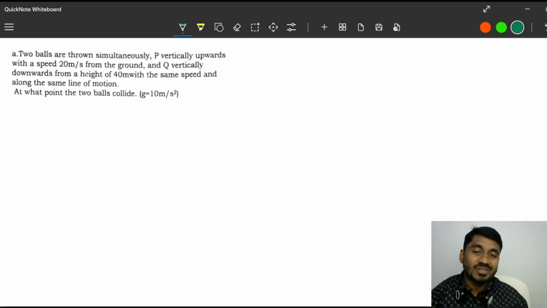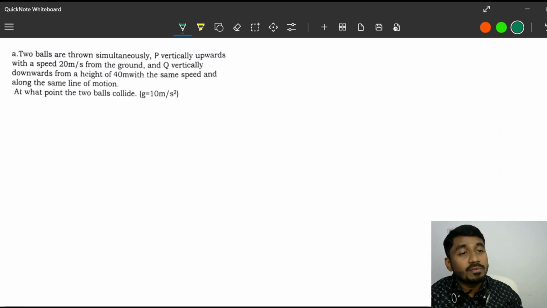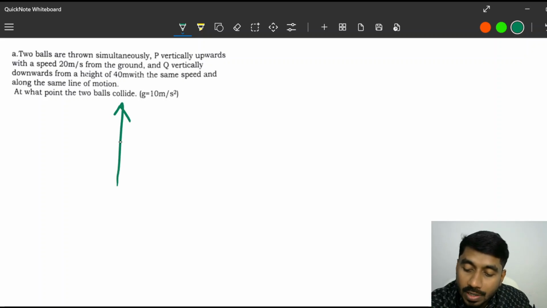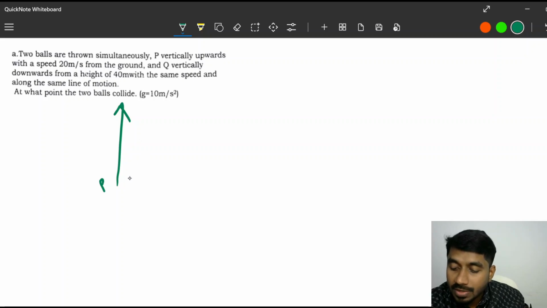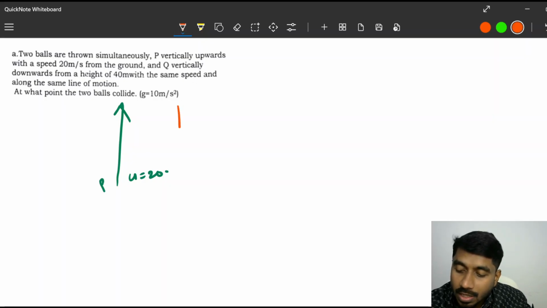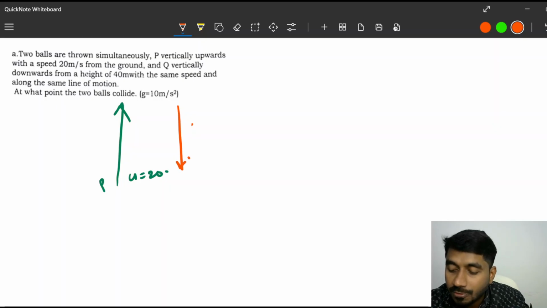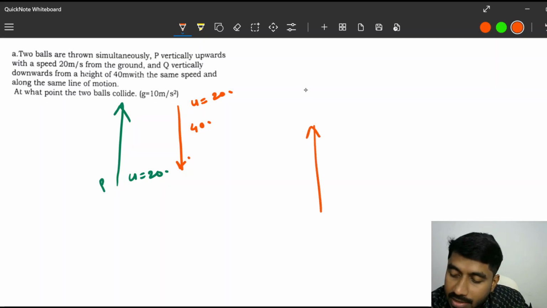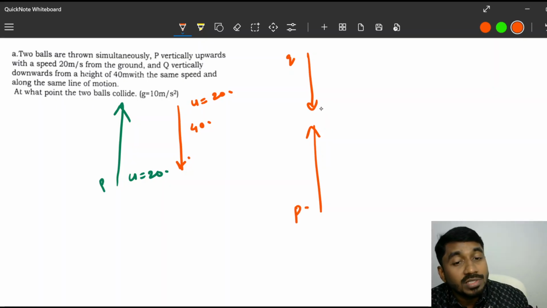Two balls are thrown. Very good question. Two balls are thrown simultaneously, P vertically upward with a speed of 20 meters per second from the ground, and Q, I will take another color for Q, vertically downwards from a height of 40 meters with the same speed. P is in this direction, Q is in this direction. What they ask is, at what point will the two balls collide?